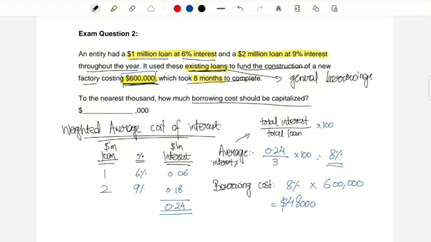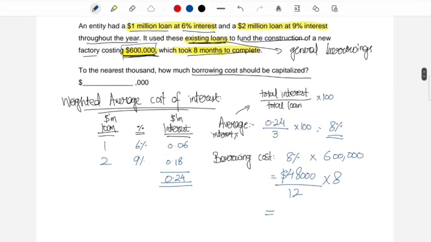But I'll stop you here now. You might think this is the answer and we are done. No. Notice these interest percentages, when applied to the loan amount, are going to give you the interest cost for the full year, right? But in the question it says that it took 8 months to complete, which means that we are only going to be capitalizing the interest cost of 8 months, because as soon as the construction stops, you will stop capitalizing. Therefore the borrowing cost that will be capitalized will be 32,000.